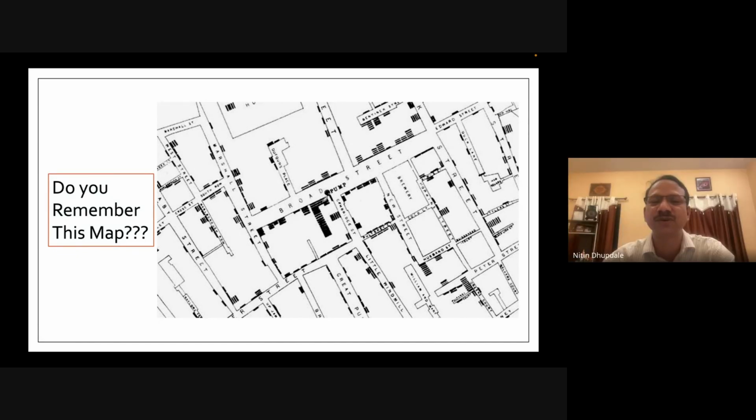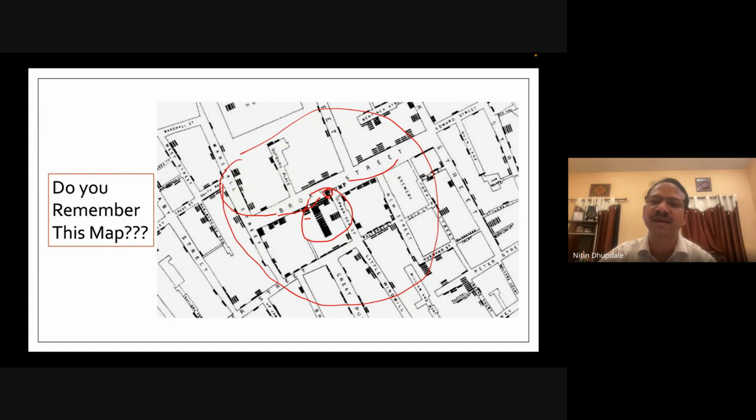This is John Snow's map, which he created about deaths in London due to cholera. He created this map after doing the study: he collected data and then mapped it. You can see these lines; these lines are the number of deaths. This is Broad Street, and here is the pump. These are the deaths occurring around Broad Street, so this whole area has quite a number of deaths.